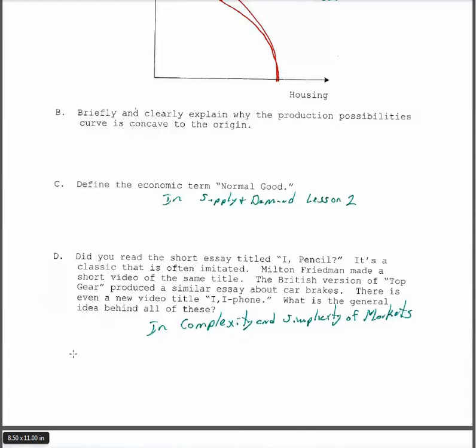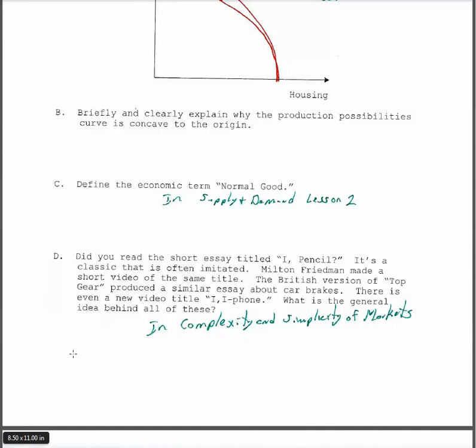Did you read the short essay titled I, Pencil? It was in a document that I posted out there called Complexity and Simplicity of Markets, and there were several items. There was a video by Milton Friedman. There was an essay by another gentleman whose name I can't remember. There was also an essay by the writers for the British version of Top Gear. And I can't remember if that video iPhone was out there or not, but if it's not, you could do a Google search and find it.